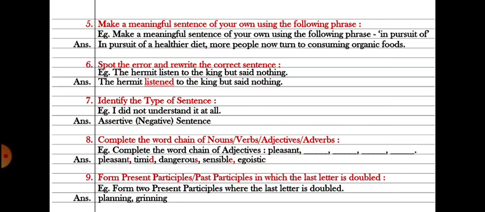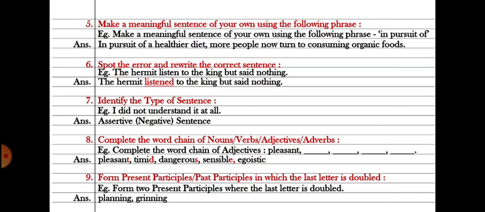Question number 6. Spot the error and rewrite the correct sentence. For example, the hermit listened to the king but said nothing. Answer: the hermit listened. So there is a problem in the verb form used in the sentence. So you will rectify that and rewrite the correct sentence. The hermit listened to the king but said nothing.